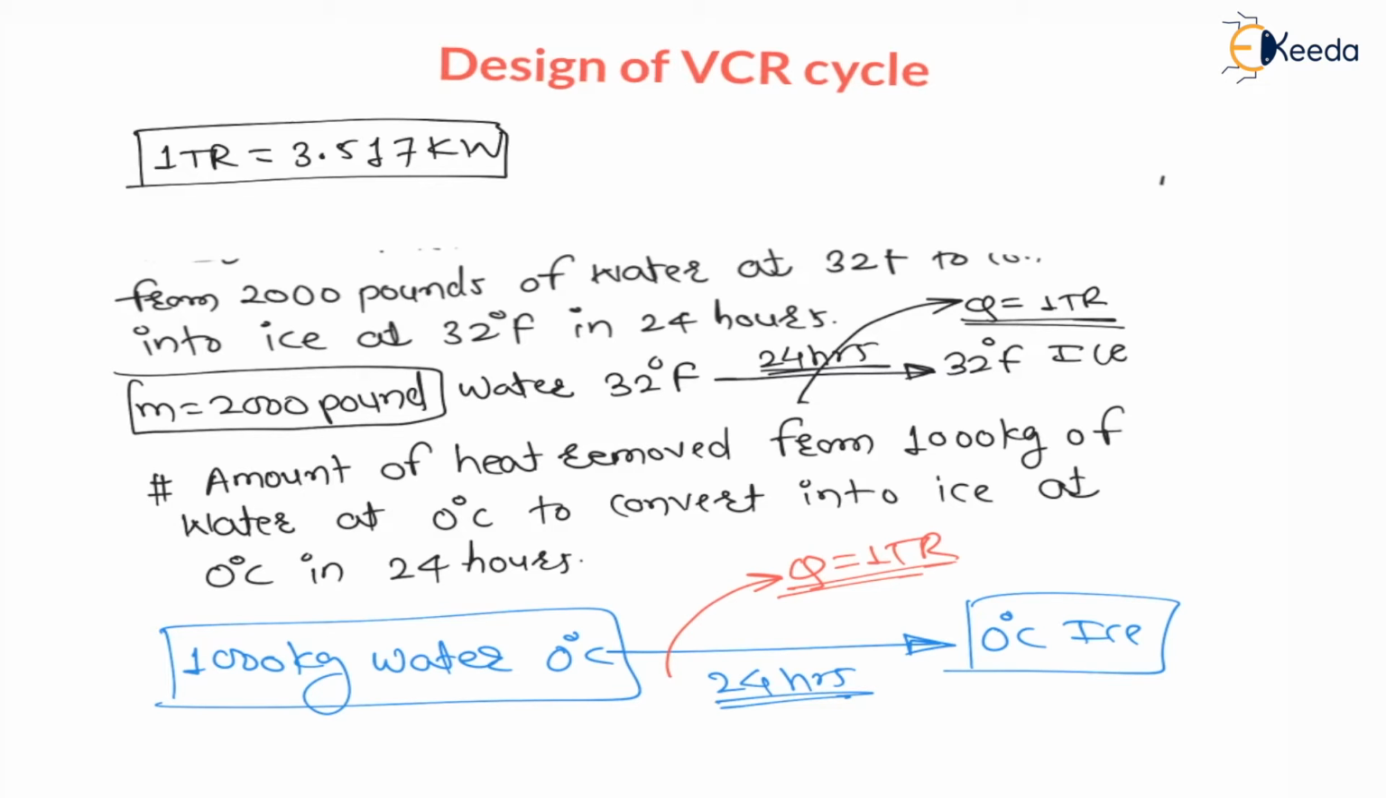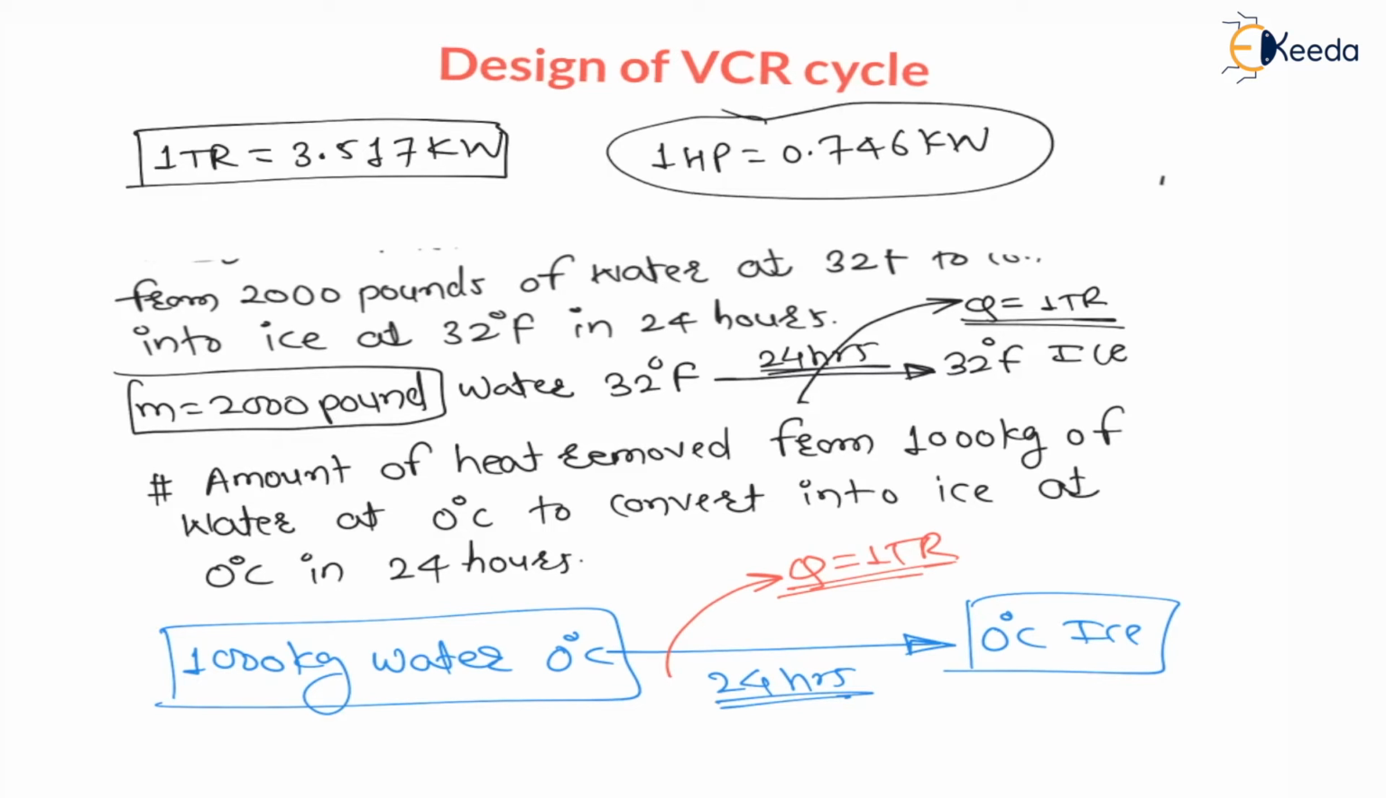You might have heard about horsepower. Now 1 horsepower is nothing but 0.746 kilowatt. Similarly, 1 ton of refrigeration is nothing but 3.517 kilowatt.